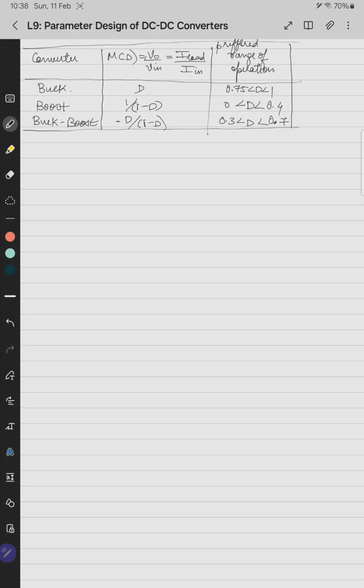And if the load is the same and the input voltage changes, similarly you have to adjust the duty ratio. So here D is the control variable. So we'll derive all the converter parameters in terms of the control parameter, which is the steady state duty ratio D. So we'll take the buck converter first.